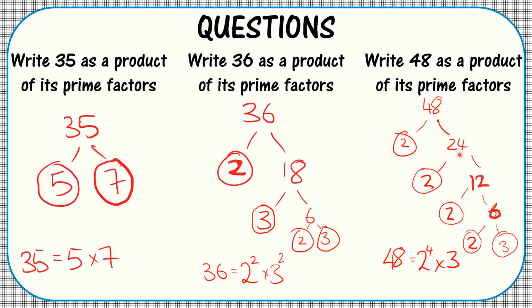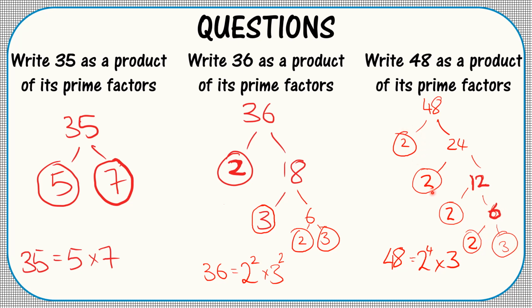48 we know is 2 times 24. 2 is a prime number, 24 is not. So we're going to break down 24 even more. 24 is equal to 2 times 12. 2 is a prime number, 12 is not. We're going to break down 12 even further. 12 is equal to 2 times 6. 2 is a prime number, 6 is not. We're going to break down 6 even further. 6 equals 2 times 3.